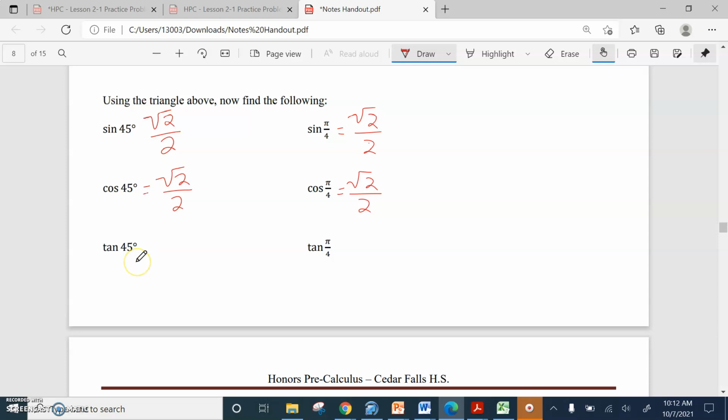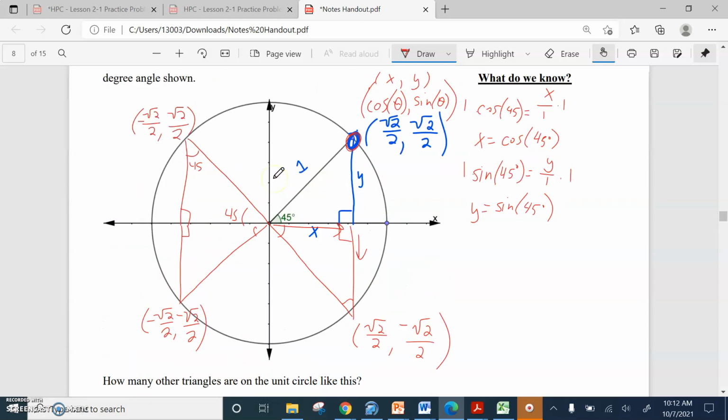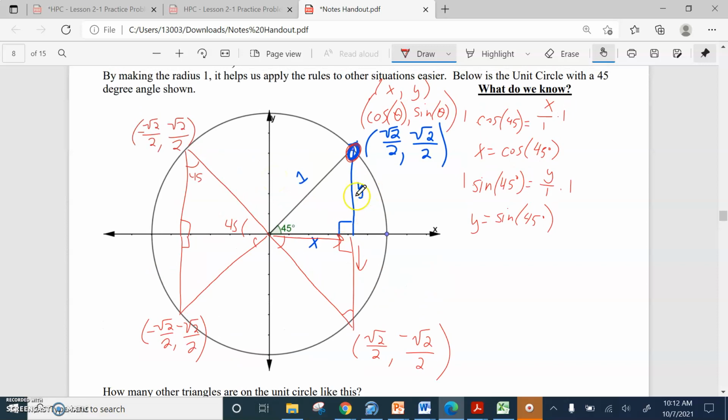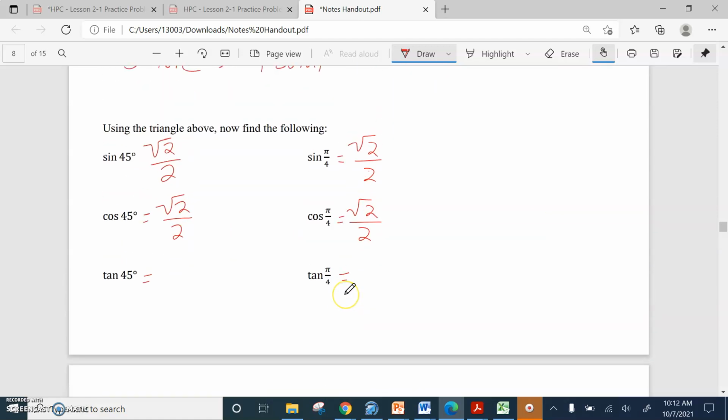Sine and cosine, remember those are the same because those are the x and the y. But let's look at tangent. What is tangent of 45 degrees? Well, tangent, remember, is opposite over adjacent, so y over x. So tangent is square root 2 over 2 divided by square root 2 over 2. So tangent of 45 degrees is 1.